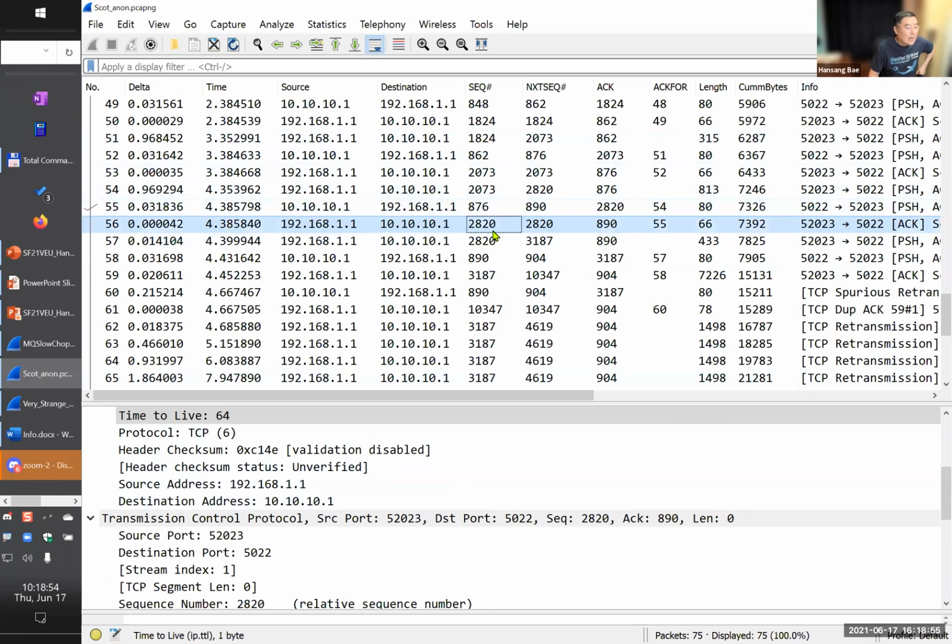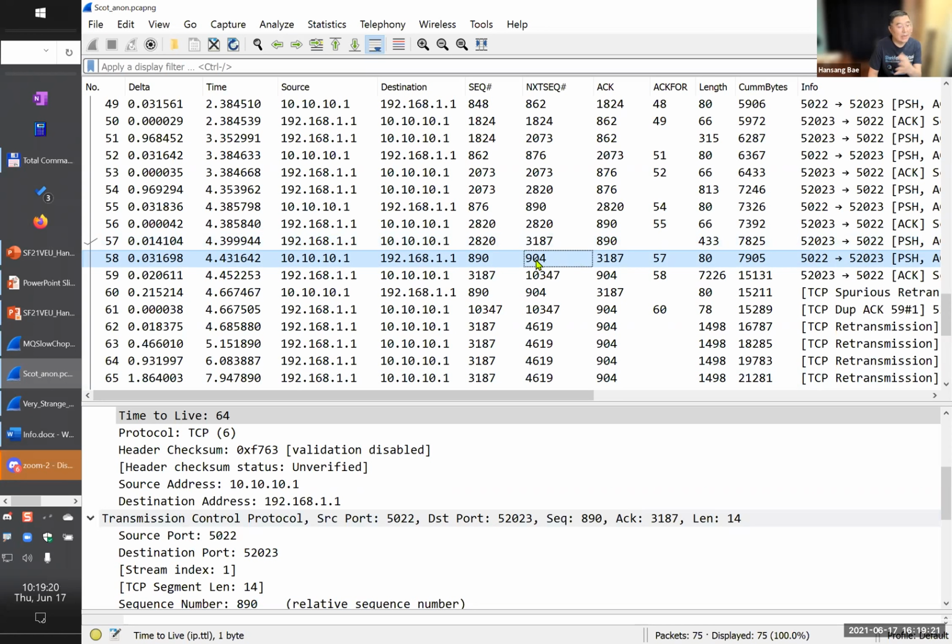This is just an acknowledgement. I'm not sending anything back. Everything's good here. And then here, I'm sending 367 bytes, so I move my next expected sequence number by 367 bytes to 3187. That's good, and I get an acknowledgement for this packet. So 57 and 59, everything looks good, right? Because this guy is acknowledging, yeah, I got it, I'm good up to 3187.